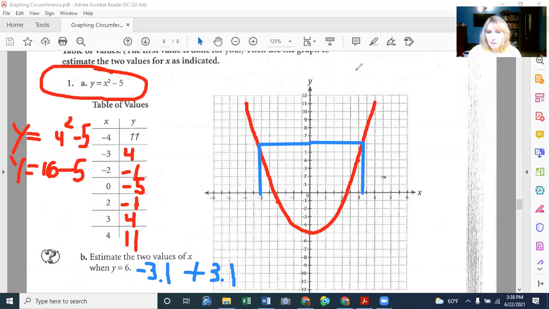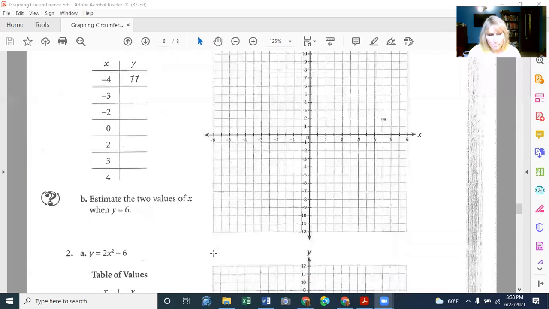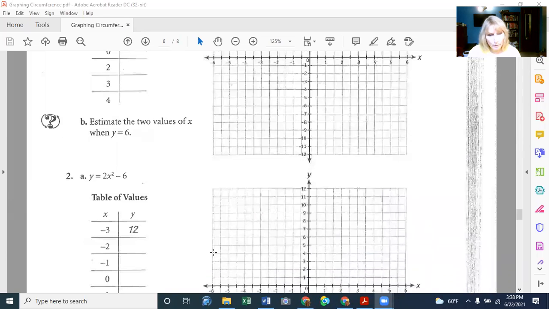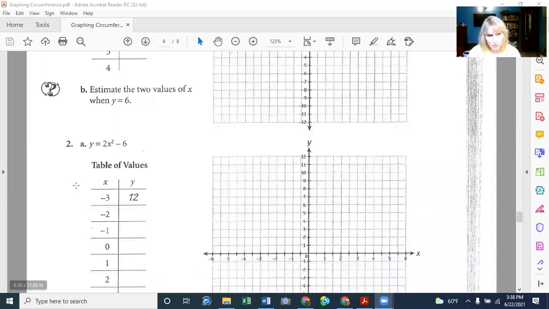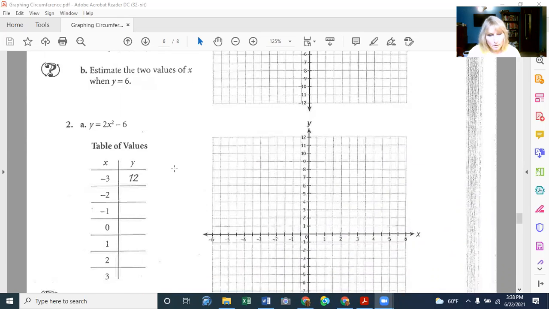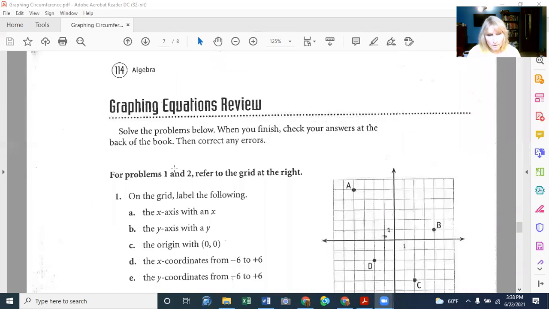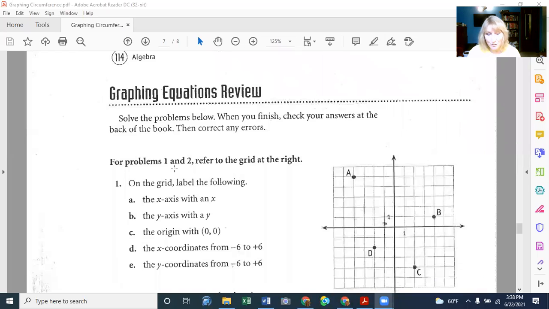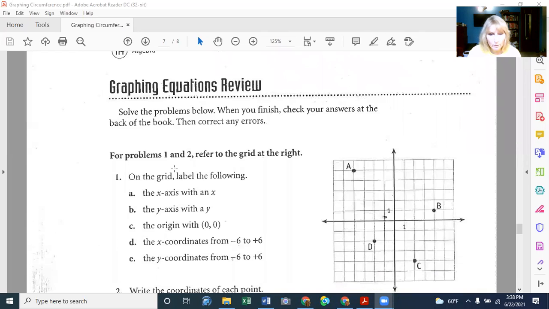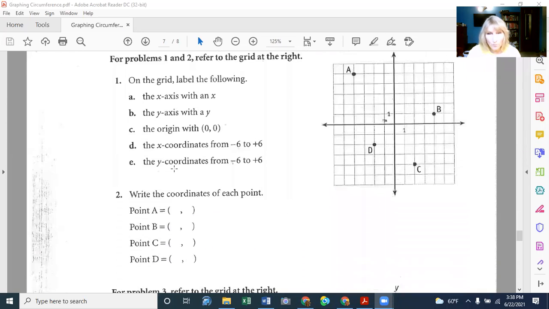Okay, let's clear those. And if I take a look here, number 2, you get to do the same thing with parabolas. Notice how you have an x squared in your equation here, which then means you're going to have a parabola. And after that, then you get to review. So the review is going to be stuff we've already covered. So I'm going to have you do that one on your own.